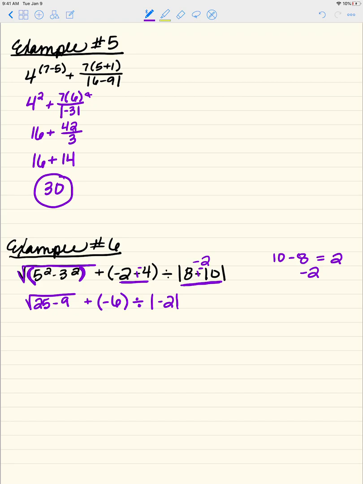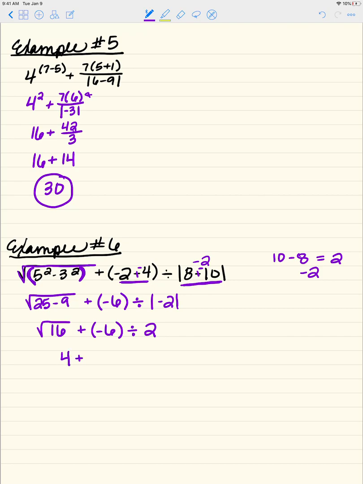Okay, now going back to the square root. Square root of 25 minus 9. 25 minus 9 is 16. Okay, so we're going to end up taking the square root of that plus negative 6. I'm just leaving it like that because I haven't touched it yet. Divided by the absolute value of negative 2 is 2. Square root of 16 is 4.